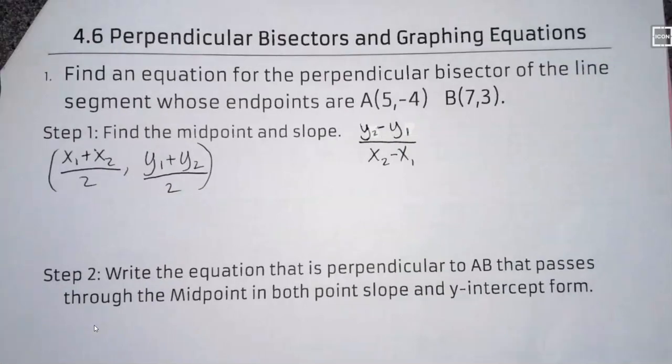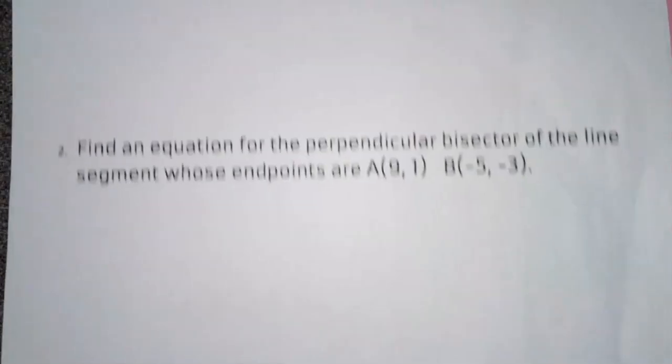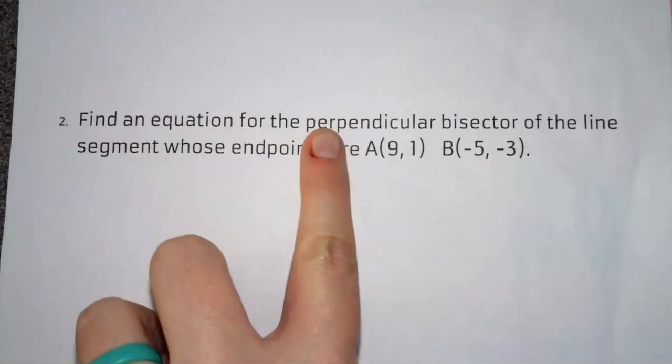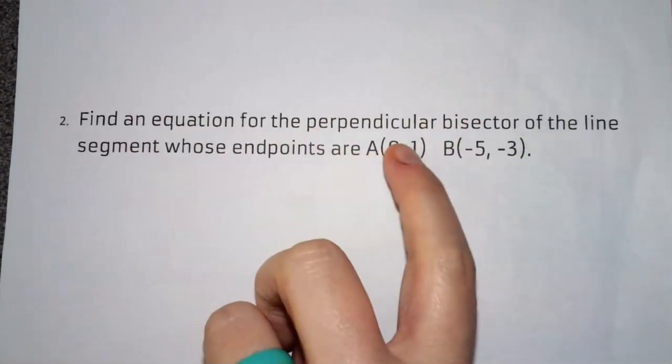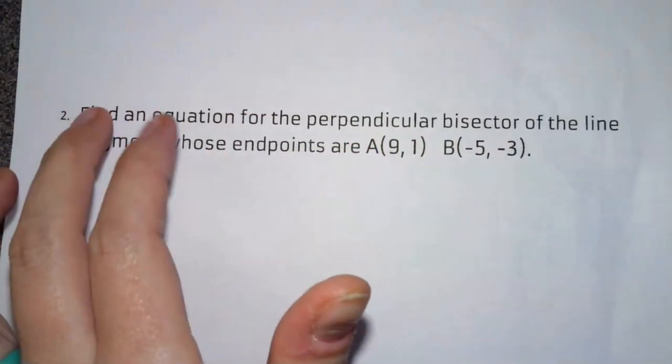Okay, perpendicular bisectors, graphing equations of parallel and perpendicular lines. I just want to point something out. I'm giving you step-by-step directions of how to solve this problem, but on the test, you're just going to be given something like this. All it's going to say is perpendicular bisector, and it's going to have 2 points, and you're wanting to find the equation of the perpendicular bisector of this segment.